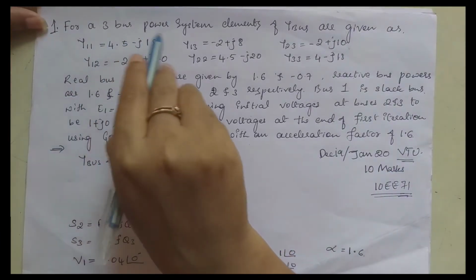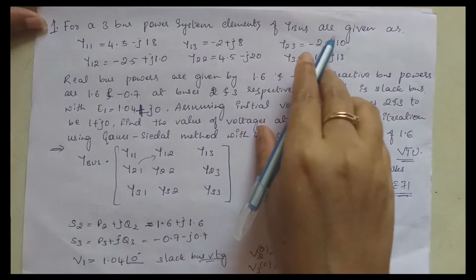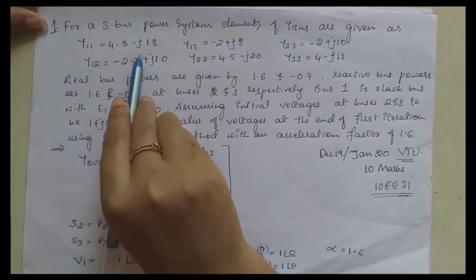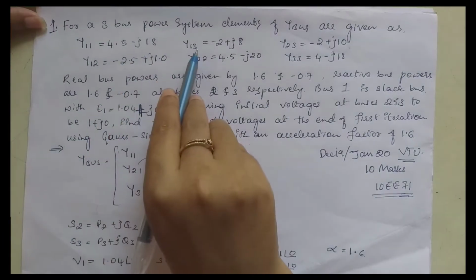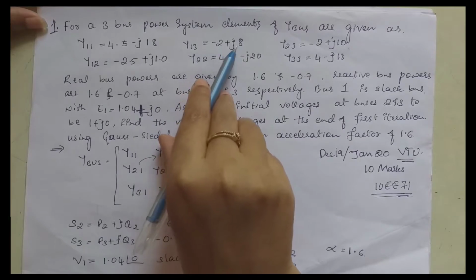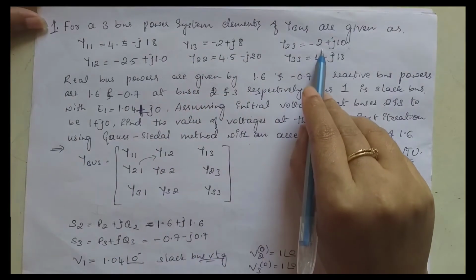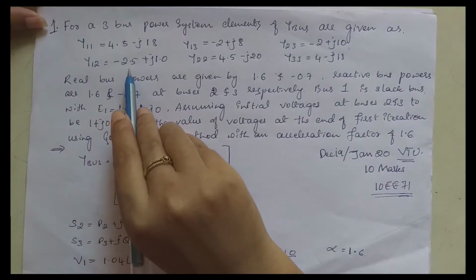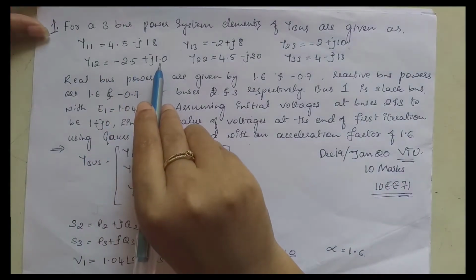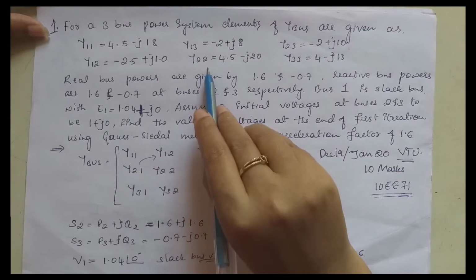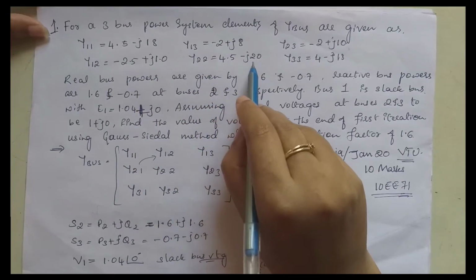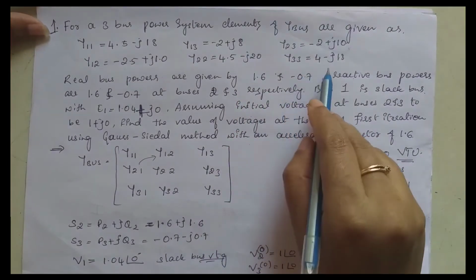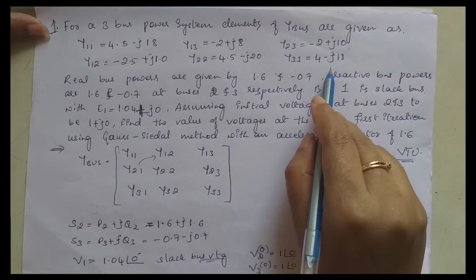For a 3-bus system, elements of Y bus are given as Y11 is equal to 4.5 minus j18, Y13 is equal to minus 2 plus j8, Y23 is equal to minus 2 plus j10, Y12 is equal to minus 2.5 plus j1.0, Y22 is equal to 4.5 minus j20, Y33 is equal to 4 minus j18.